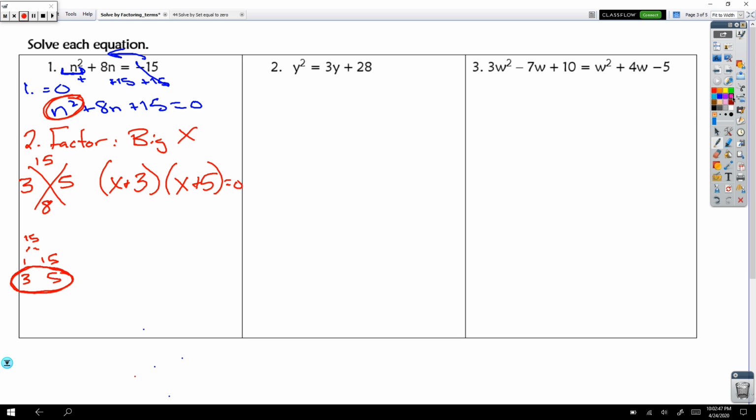Final step, set each piece equal to 0. So x plus 3 equals 0, and x plus 5 equals 0. Subtract the 3, subtract the 5.